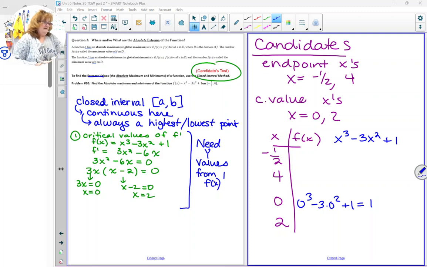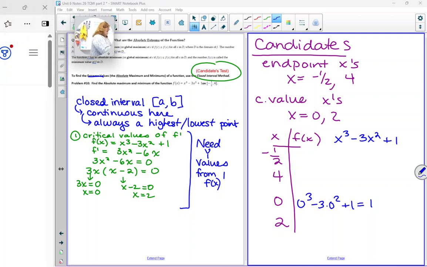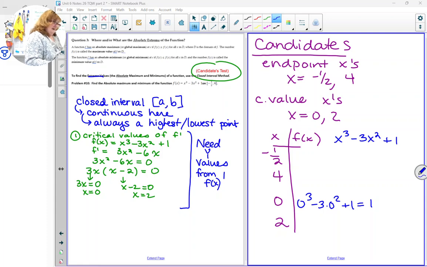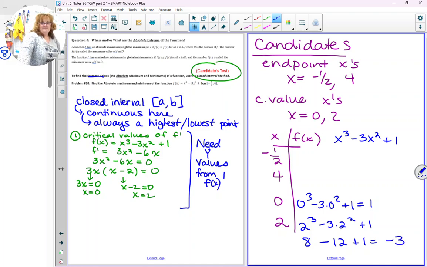All right. So, is that a min? Is that a max? Who knows? We'll know once we get some more values. The 2 cubed minus 3 times 2 squared plus 1. So 8 minus 12 plus 1, negative 3. So as of right now, min, max depends on what happens at 4 and negative 1/2 for us to get the rest of the story.